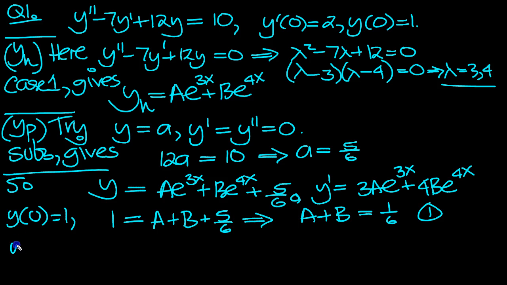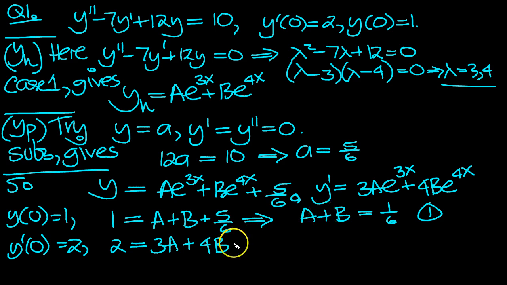Now we can do the y'. y'(0) equals 2. See what that gives? So when x is 0, y' is 2. So put that into y'. 2 equals 3a e to the 0. So that's 3a. And then 4b e to the 0 is plus 4b. And that's it. So that implies then 3a plus 4b equals 2. And that's equation 2.